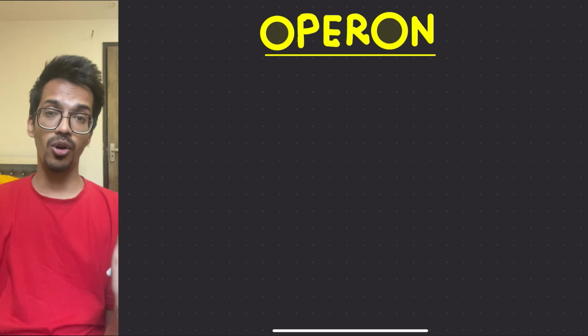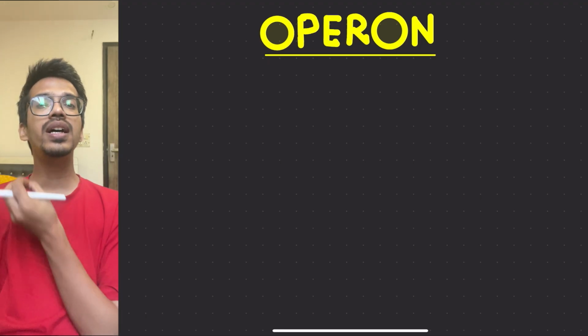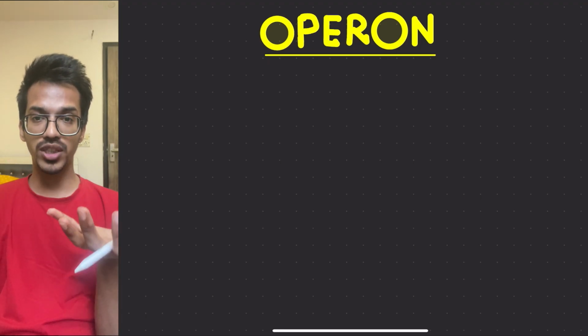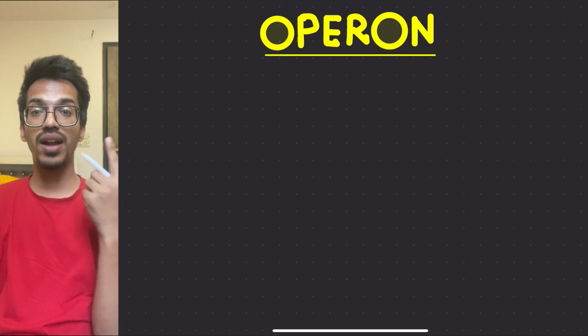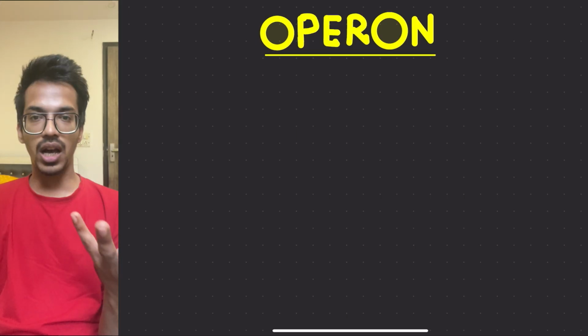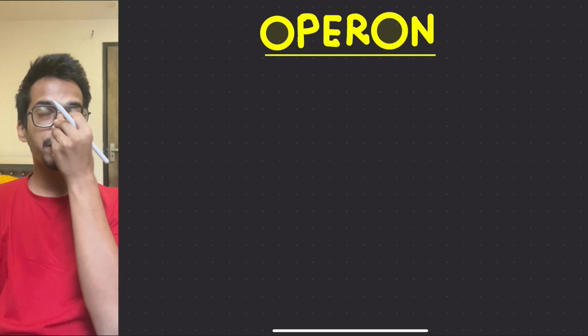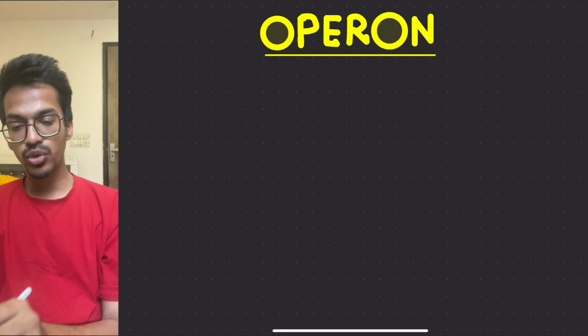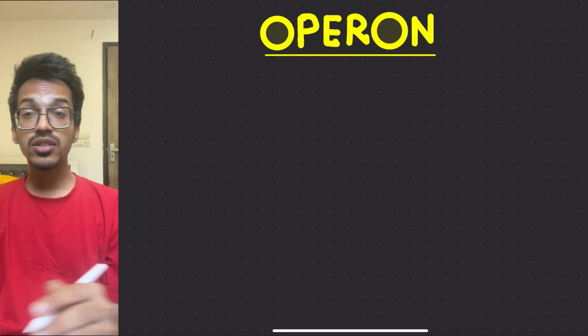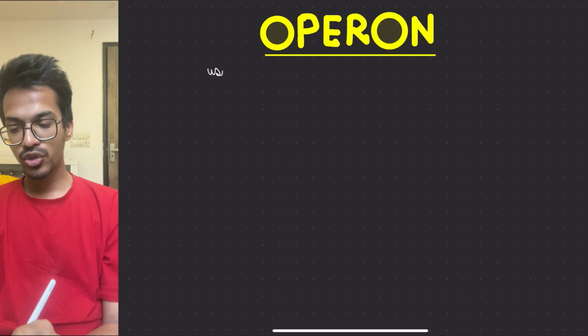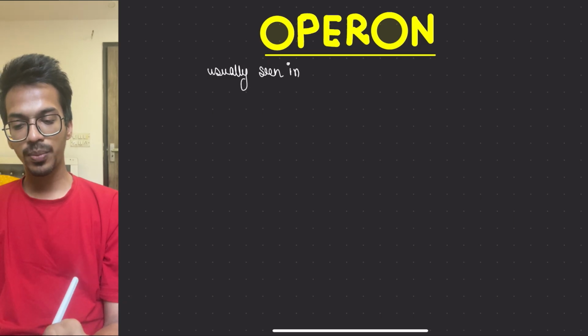What is an Operon? Operons are a group of genes working together to do one function. Where do we usually find them? We usually see this in prokaryotes, usually seen in prokaryotic cells.